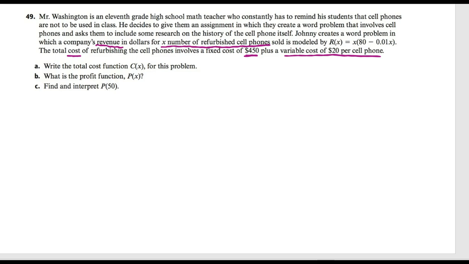Now, write the total cost function C of x for this problem. So it told us that the total cost is going to be $450 plus a variable cost of $20 per cell phone, where x is the number of cell phones. So this is our cost function.